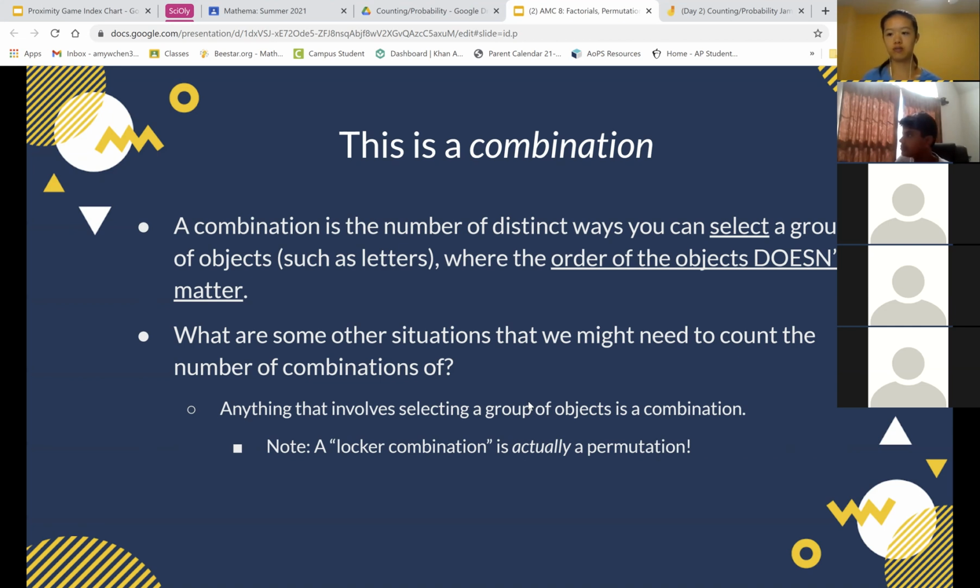Anyone have any ideas for what could be considered a combination? We're gonna get into that notation a little later.